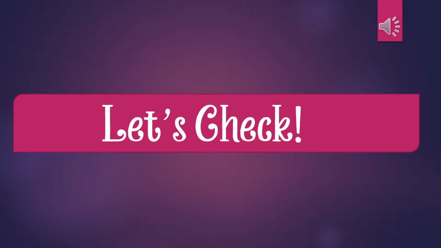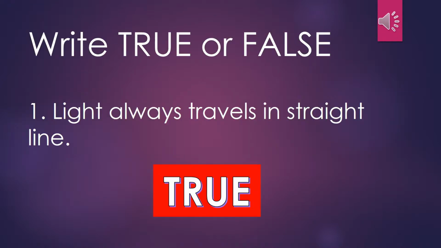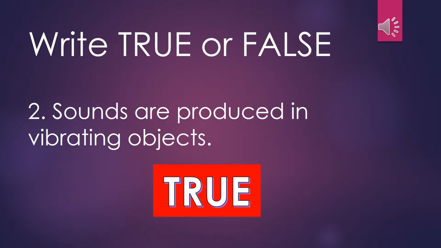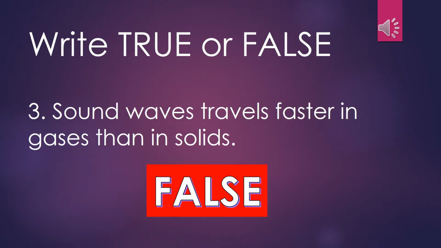Ready to know the correct answers? Let's check. Light always travels in a straight line. That is true. Sounds are produced in vibrating objects. That is also true. Sound waves travel faster in gases than in solids. That is false, because sound waves travel faster in solids than in gases.